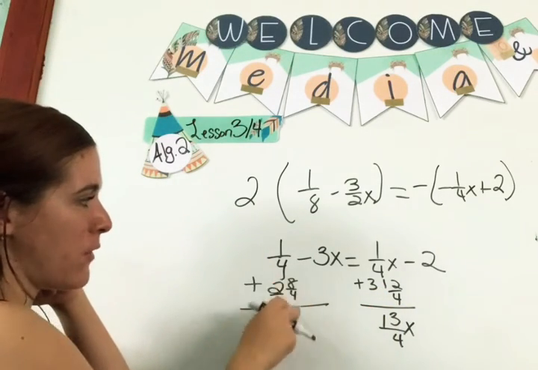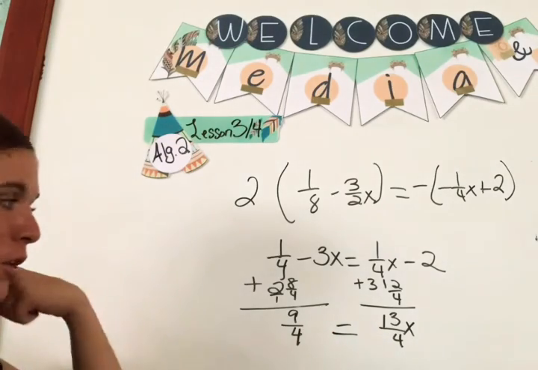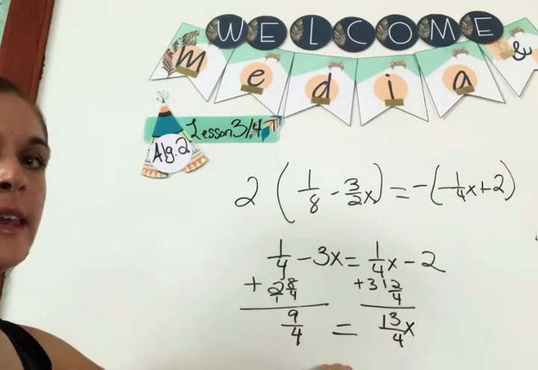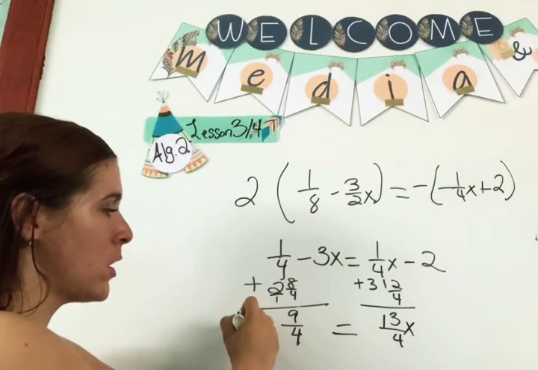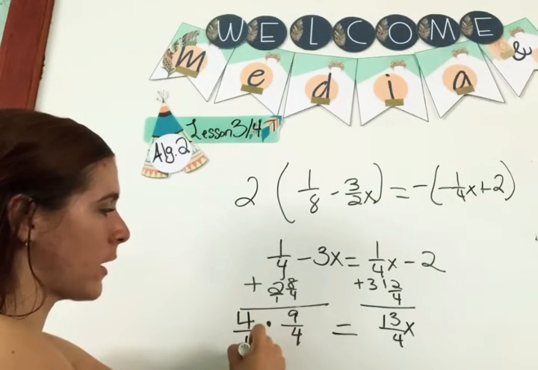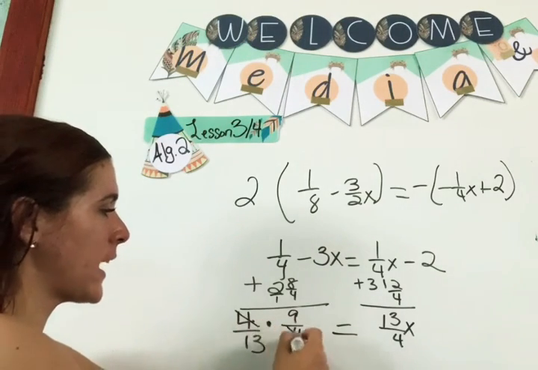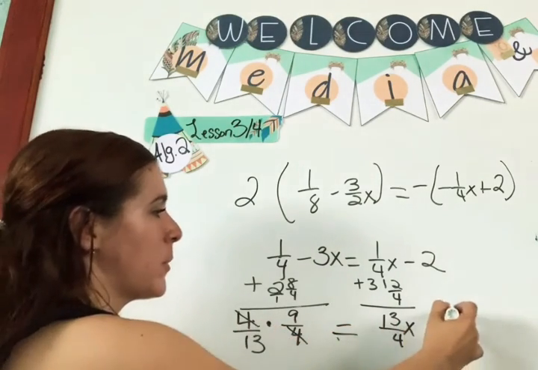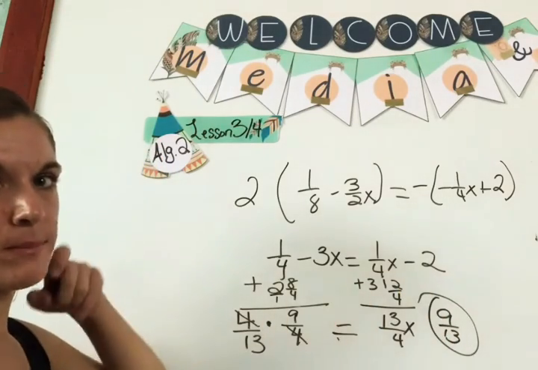So 1/4 plus 8/4 is 9/4. So there's your equation now. 9/4 equals 13/4 x. So you just crisscross and multiply over here. 4 over 13, right? So to get your answer is like super easy, right? Cancel, cancel. Your answer is, I'm gonna put it over here so you can see it on the screen. 9 over 13 when you cancel.